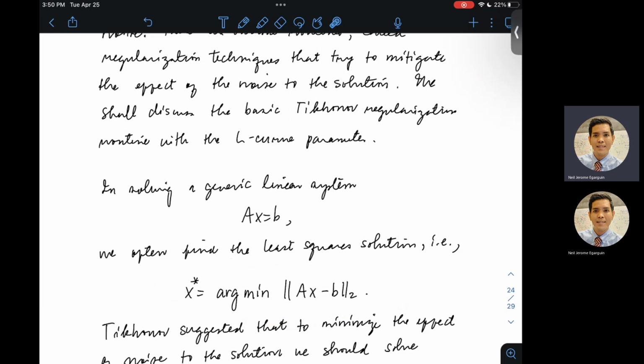We're looking for the matrix X star that will minimize the L2 norm of the residual, or the square root of the squares of the errors. So essentially, that's your statistical least square solution, right? But Tikhonov proposed that we need to do a regularization to take the instability away from the problem, right?